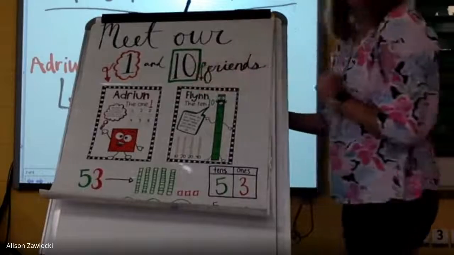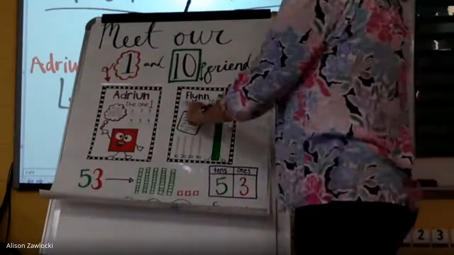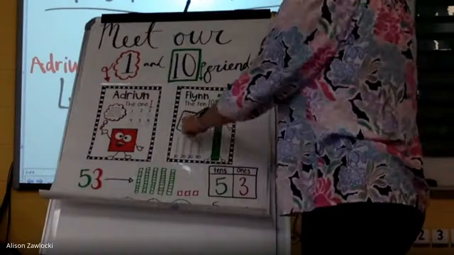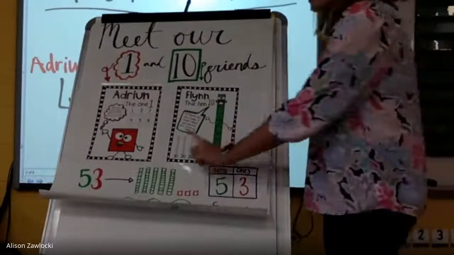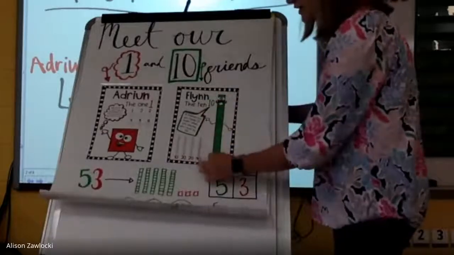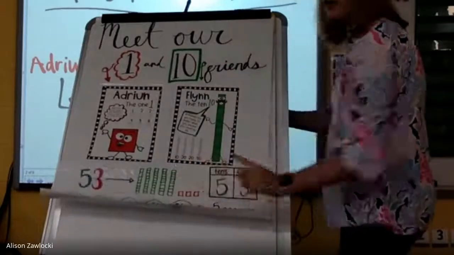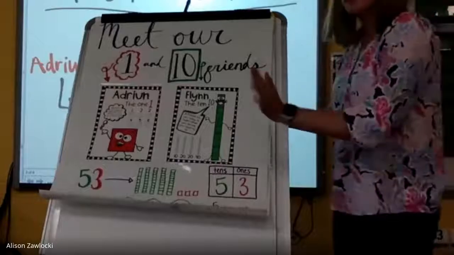Now, this is our friend the 10. His name is Flynn. Flynn the 10. And he says, hi, friends, are you ready to begin? When you see me, you count by 10. So when you see him, you count by 10. When you see a Flynn, you go 10, 20, 30, 40. Can everyone say, hi, Flynn the 10?